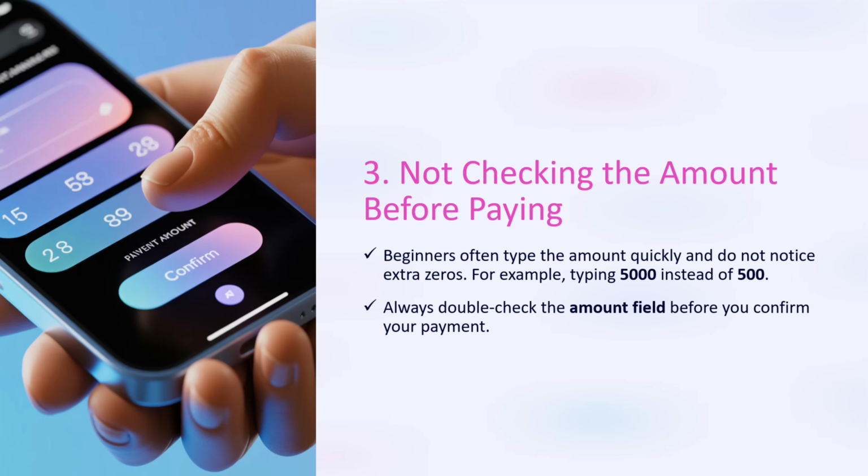Third one is not checking the amount before paying. Beginners often type the amount quickly and do not notice extra zeros. For example, typing 5000 instead of 500. Always double check the amount field before you confirm your payment.